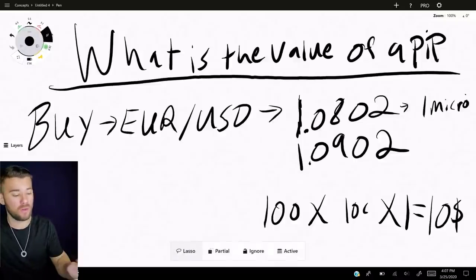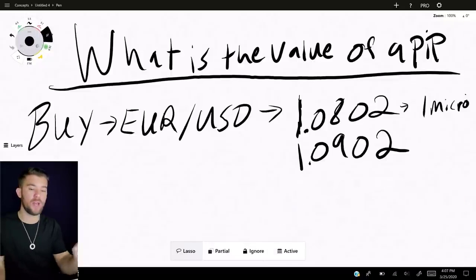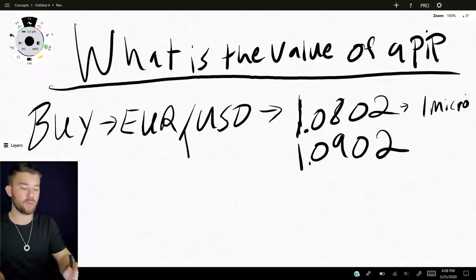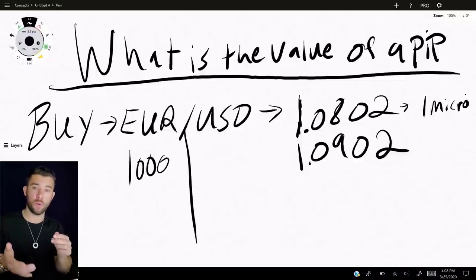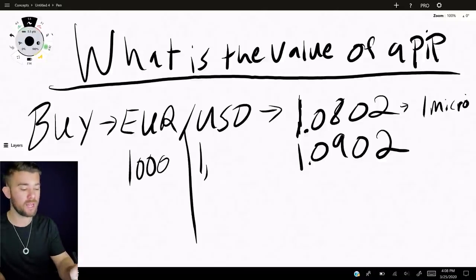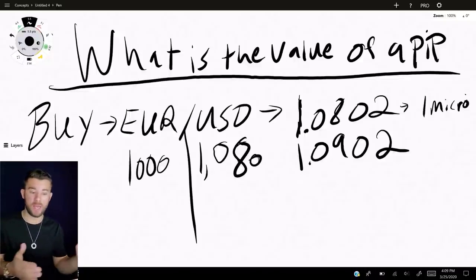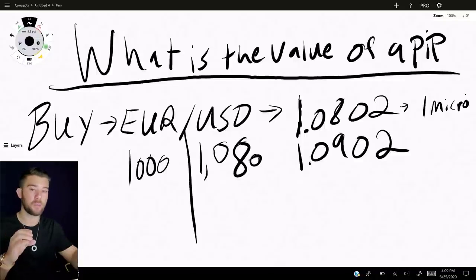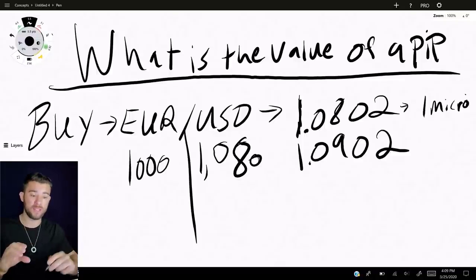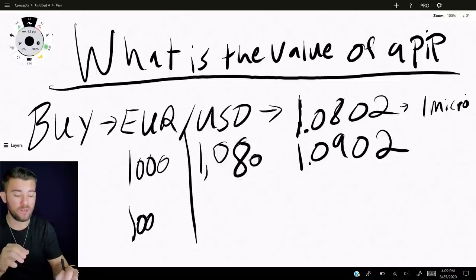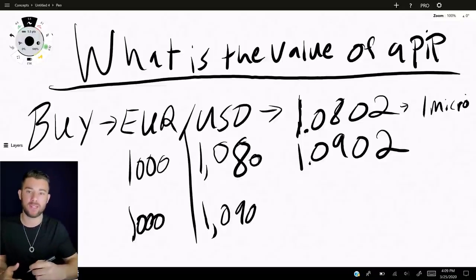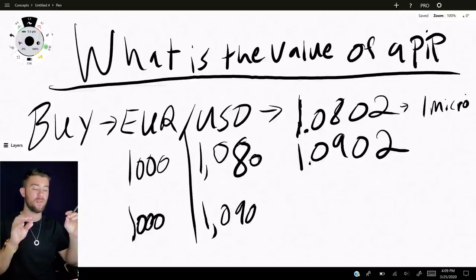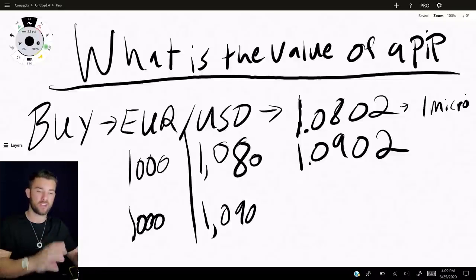So as we do with every other lot size, let's look at it in a different way. You're telling your broker, I want 1,000 units of the euro. And they're telling you, if you want 1,000 units of the euro, we're going to charge you $1,080. And you say, okay, I'm fine with that. You exchange it. You hold that 1,000 euros until the price rises by 100 pips. And when it does, your same 1,000 euros is now worth $1,090 because of that rise in price. So that's exactly how the value of a pip works when using a certain lot size.